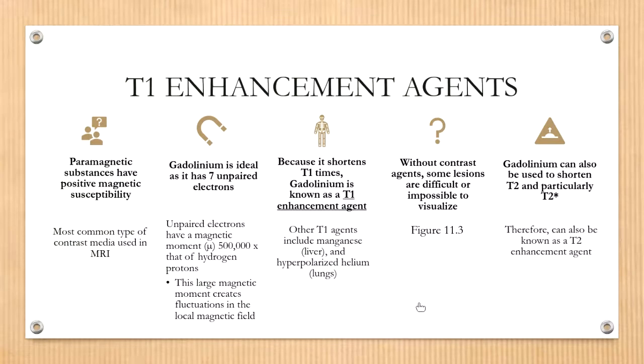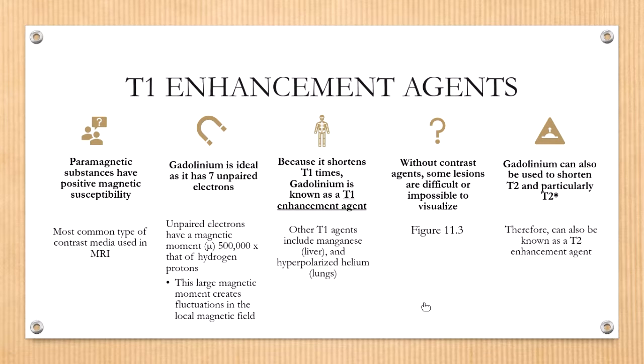So again, because gadolinium shortens the T1 time of tissue, including water molecules, it is known as a T1 enhancement agent. There are other T1 enhancement agents such as manganese, which is used to image the liver, and hyperpolarized helium, which can be used to image the lungs.